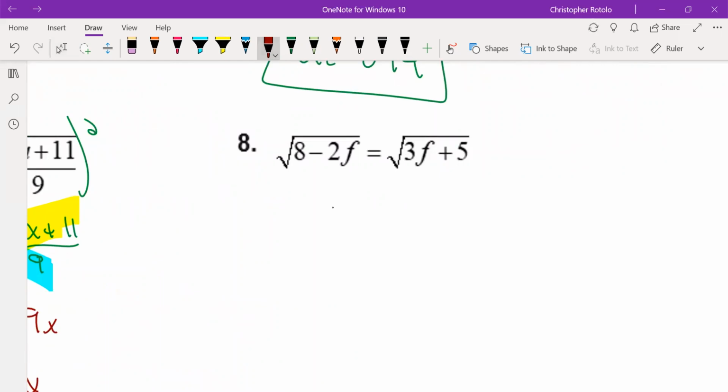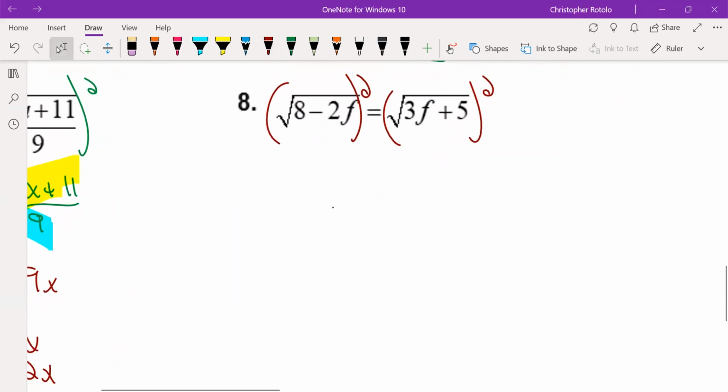It's already by itself, so you know the drill. Go ahead and square both sides. That makes life a little bit easier. 8 minus 2. I'm going to change them to x's.